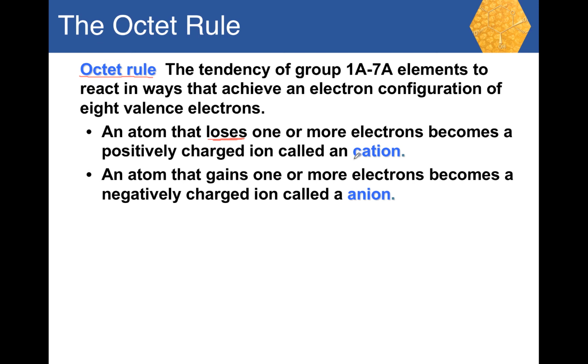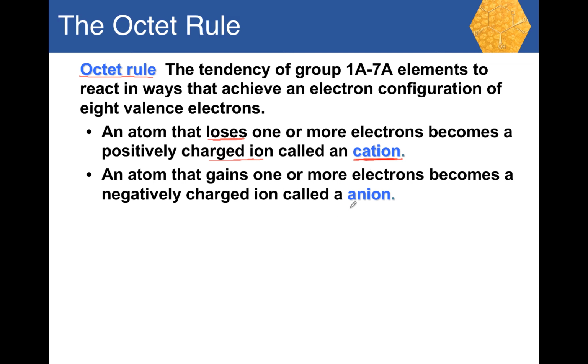If it loses an electron, that species is an ion because it's charged, and specifically it's a cation. So that's a positively charged species. Why positive? Because electrons are negative, and the atoms on the periodic table are neutral. So if it loses a negative, it becomes positive. And that's called a cation. So be familiar with these terms. That's the way we communicate in chemistry, by using these terms.